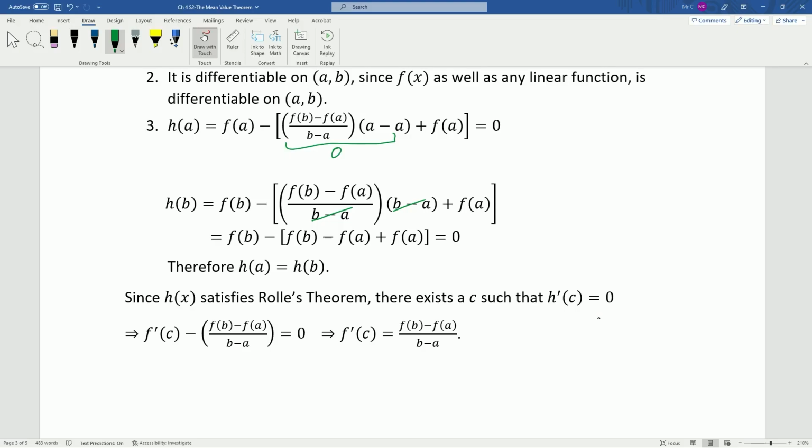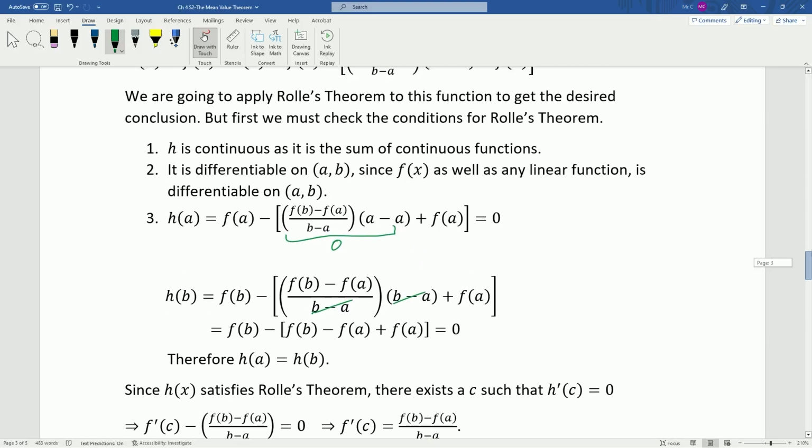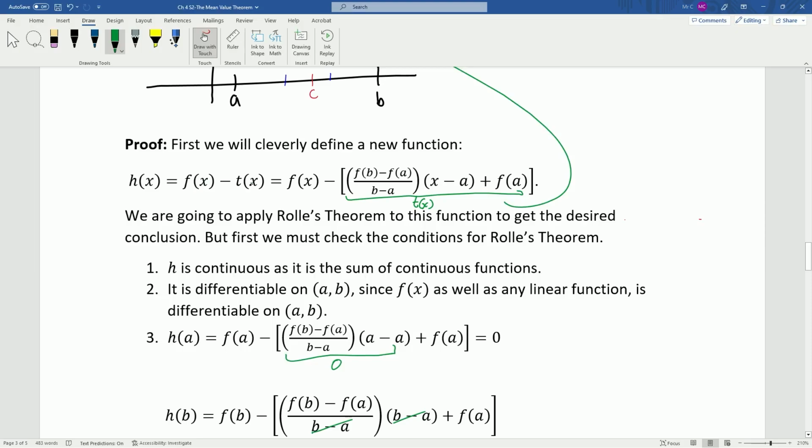Okay, so remember, h of x is just this function here. So h prime of x is the derivative of the difference. It's f prime of x minus. When we do this derivative, this is just a constant times x. And when you distribute it, the rest of this stuff is constants. So all these constants, when you take the derivative, will be 0. When you take the derivative of this times x, you're just going to get left with the f of b minus f of a over b minus a.